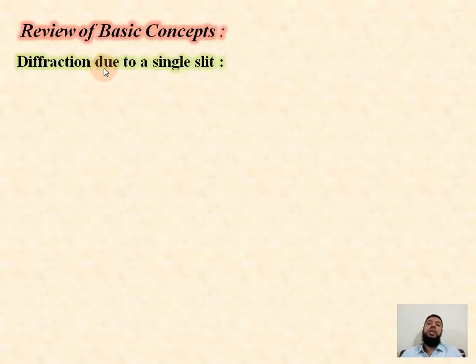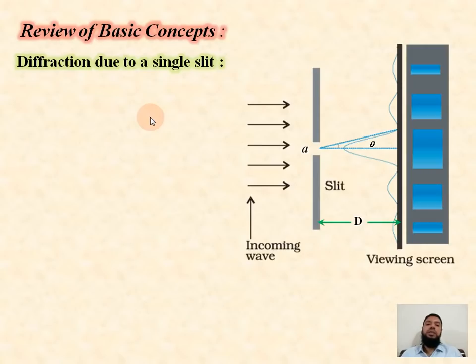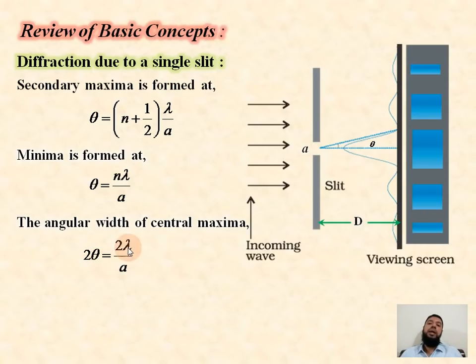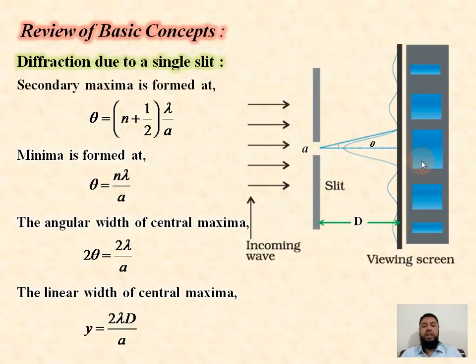We have learnt diffraction due to a single slit, in which the condition for secondary maxima is theta equal to (n plus half) lambda by a, where a is the width of the slit, and the minima will form at theta equal to n lambda by a. The angular width of central maxima can be given by 2 theta is equal to 2 lambda by a, and its linear width is expressed as 2 lambda capital D by a.